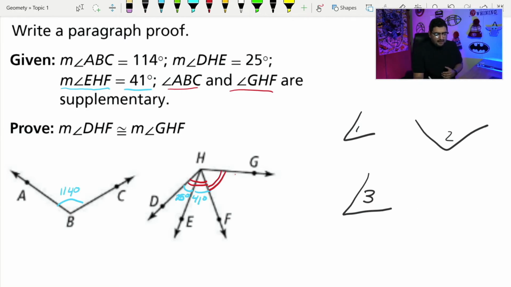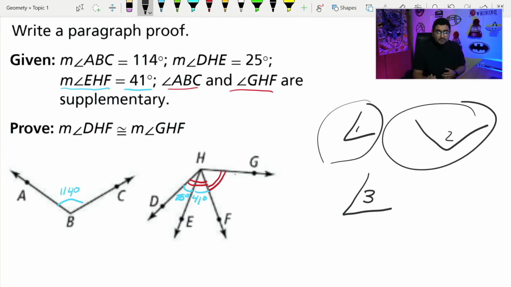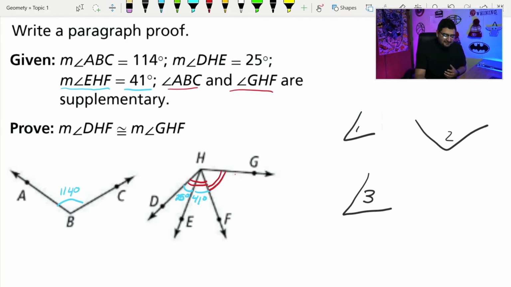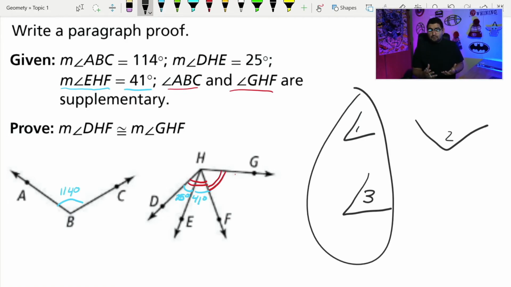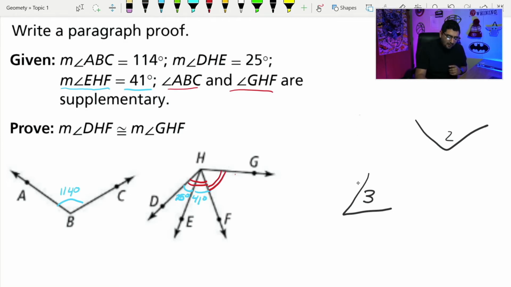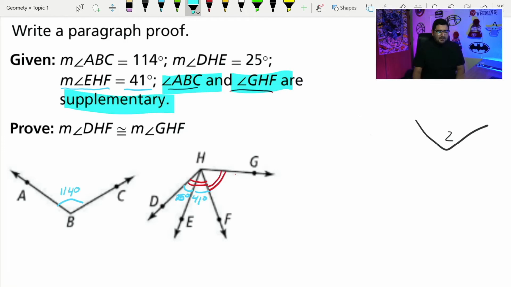And if angle 1 and angle 2 are also supplementary, the congruent supplementary theorem allows me to state that angle 1 and angle 3 are congruent. Nice. So really, they want me to prove these two angles, DHF and GHF, are congruent. So if I can prove that angle DHF is supplementary to angle ABC, because they gave me the information that ABC and GHF are supplementary, I would then be able to say that DHF and GHF are in fact congruent.